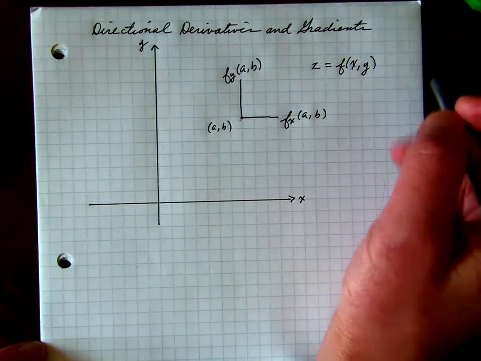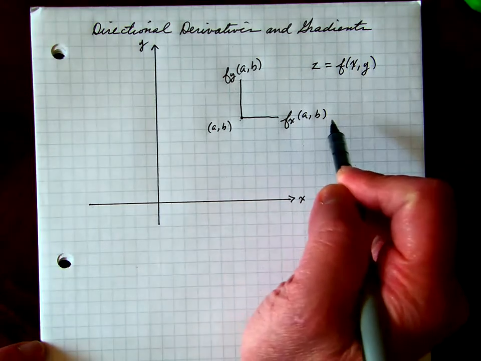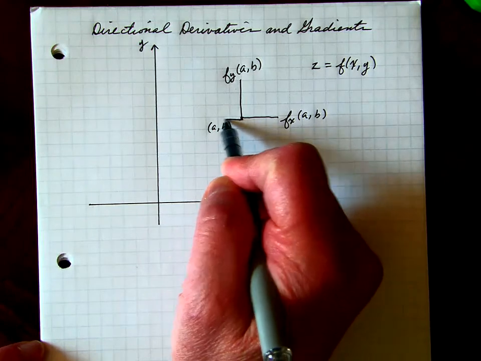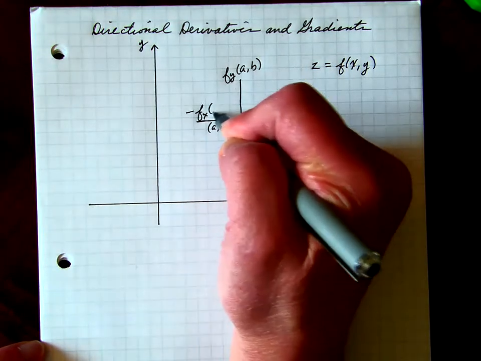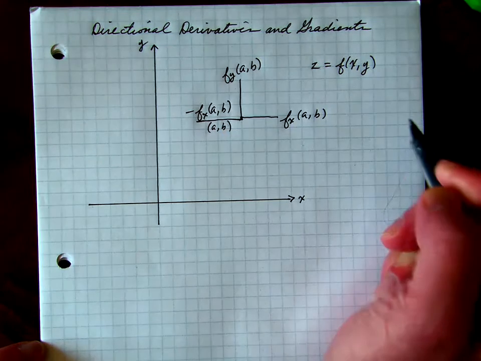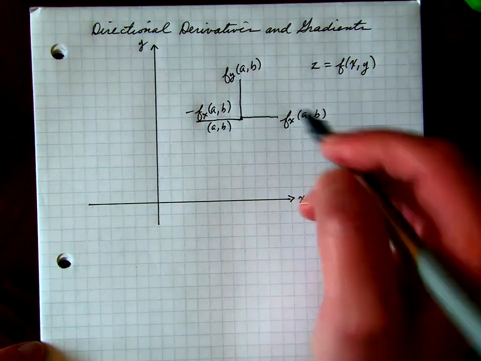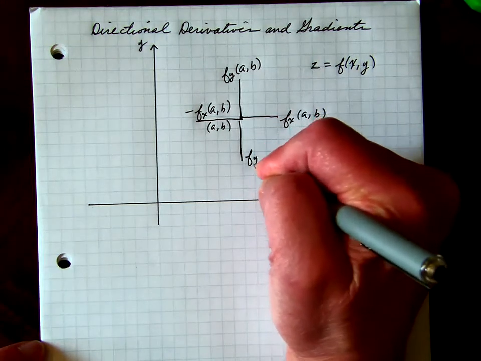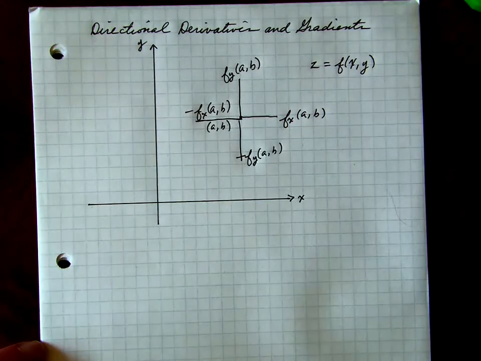But we know two more. If we know the slope in this direction x, we also know the opposite slope is in the opposite direction. So we just fill that in: minus fx at (a, b). Ditto downward, where we would have fy at (a, b), but we put a minus sign on it.